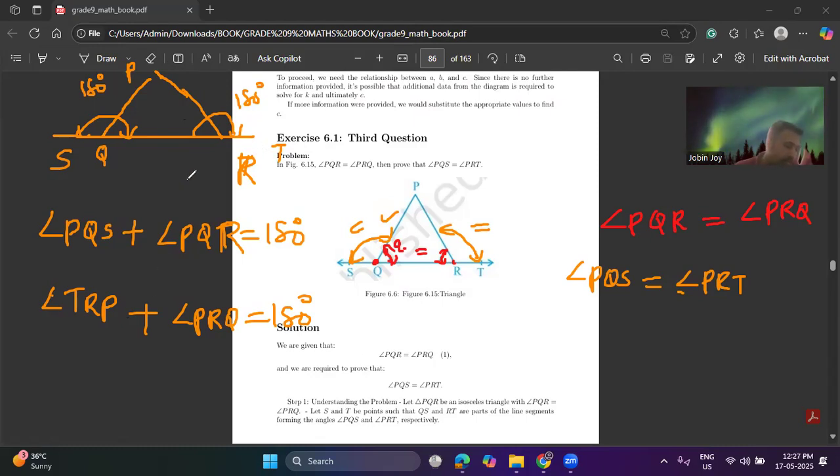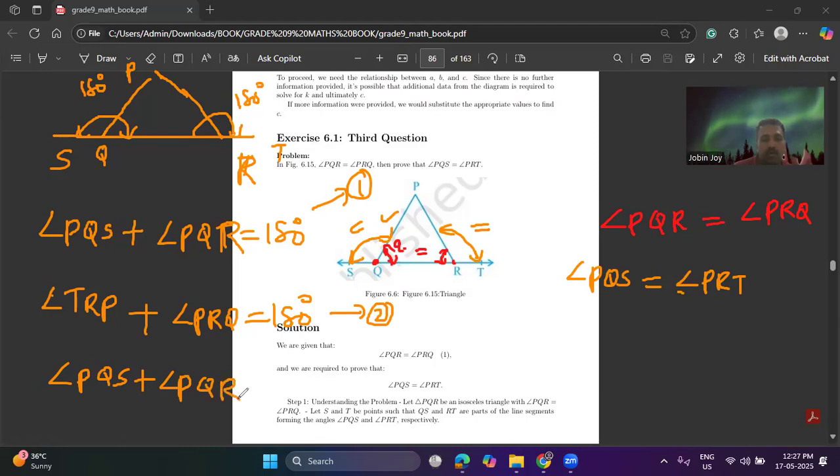Again, linear pair. So we have two equations, equation 1 and equation 2. The RHS is the same, so you can equate the LHS. So angle PQS plus angle PQR is equal to angle TRP plus angle PRQ.